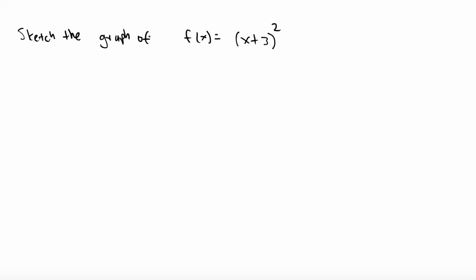Sketch the graph of f of x equals, in parentheses, the quantity x plus 3 squared. Okay, first thing we notice is we do see this square term here, so this should be a parabola. We know that a parabola is a U-shape. Now what we could do is just sketch the basic graph of x squared. So let's go ahead and do that.